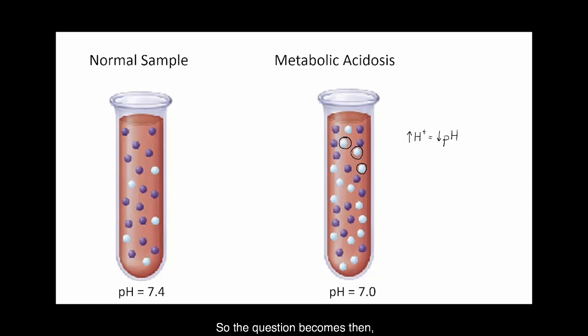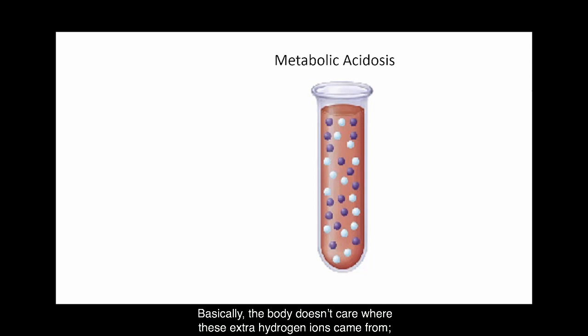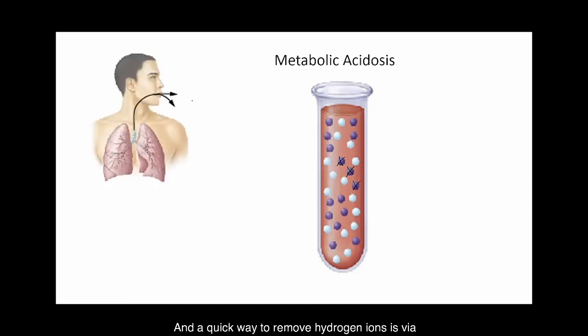So the question becomes then, how can the lungs compensate if they aren't involved in the problem in the first place? Well, remember that we just said that a hydrogen ion is a hydrogen ion, no matter its source. Basically, the body doesn't care where these extra hydrogen ions came from. All it cares about is removing them and restoring the pH of the body fluids to normal levels. And a quick way to remove hydrogen ions is via hyperventilation and blowing off carbon dioxide.